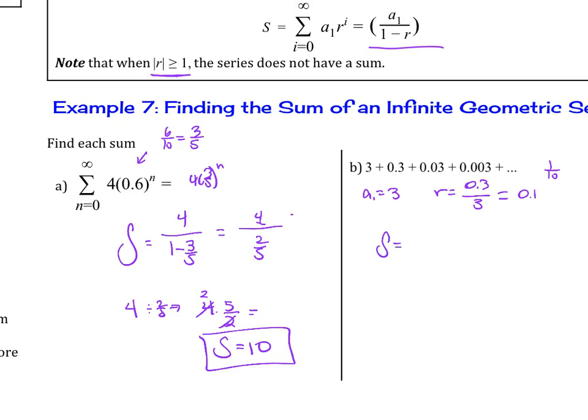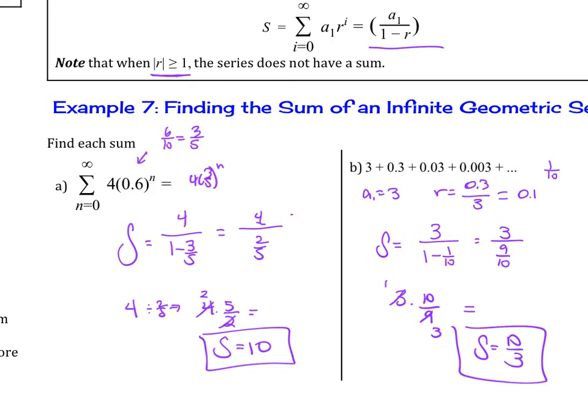So let's do the sum of the series formula. That is 3, the first term, over 1 minus 1/10. So we find that's 3 over 9/10. So that's 3 times 10 over 9. So 3 goes into 9 3 times. So therefore the sum of this series is 10 over 3.